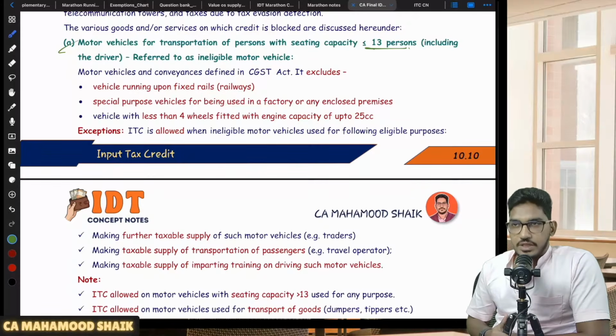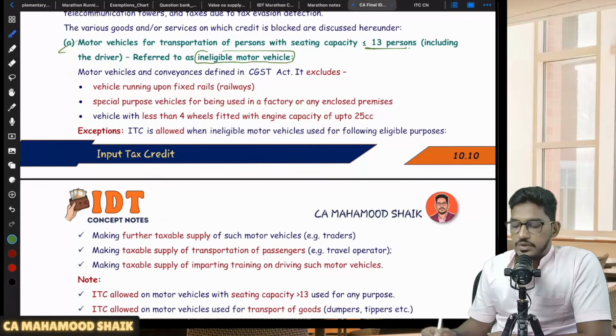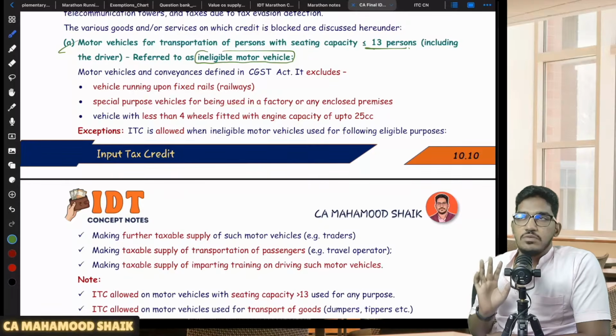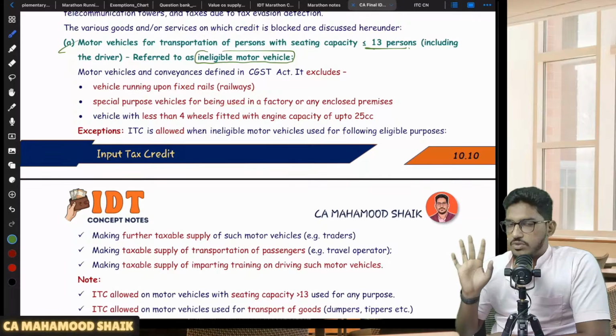So if you are purchasing a motor vehicle designed to carry passengers having a seating capacity of less than or equal to 13 persons, then ITC is blocked. That motor vehicle, they are calling it an ineligible motor vehicle. If you pay close attention, the restriction on ITC is there only for motor vehicles designed to carry passengers. If you are buying a motor vehicle designed to carry goods, no restriction, you can claim ITC.